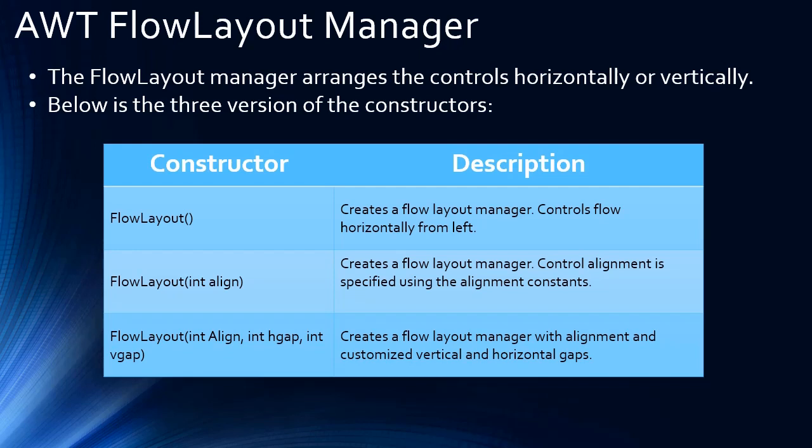The second version takes an integer alignment. Just like in a word processor, you can say how you want to align the controls, whether they are aligned centrally, left justified, or right justified. Those you can specify using this alignment parameter. It's a constant. When we go to the example part, we will see how to use this align. During construction itself, you can pass the alignment constant, or we can use the specific set method to set an alignment on the FlowLayout Manager.